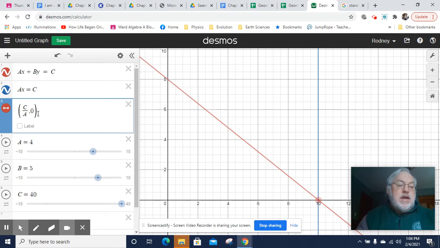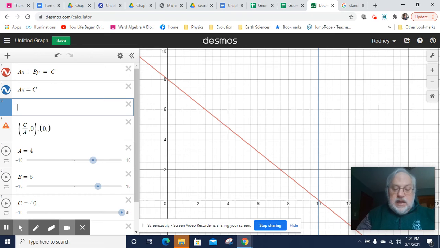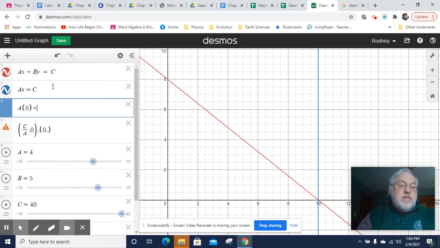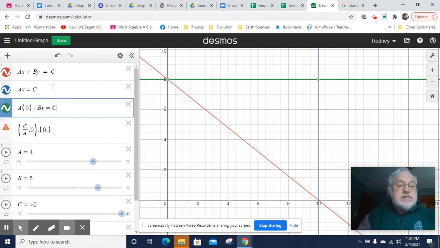I can use those to come up with the X and Y-intercept. So there it is, 10, 0. There's my X-intercept. Then I can also find a Y-intercept. And for the Y-intercept, X is 0. So I can go in here and say A times 0 plus B times Y equals C.